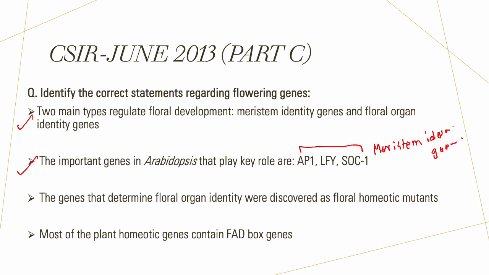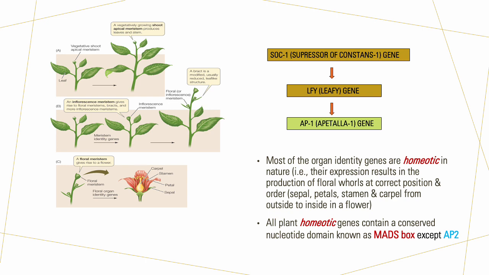The genes that determine floral organ identity were discovered as floral homeotic mutants. Yes, correct. The floral organ identity genes are homeotic in nature, and that's how they were discovered. Most plant homeotic genes contain the F-box gene. This is absolutely wrong. This was not the F-box gene, but the MADS-box gene, which was discussed in my lecture. I will show you what I taught you during my lecture.